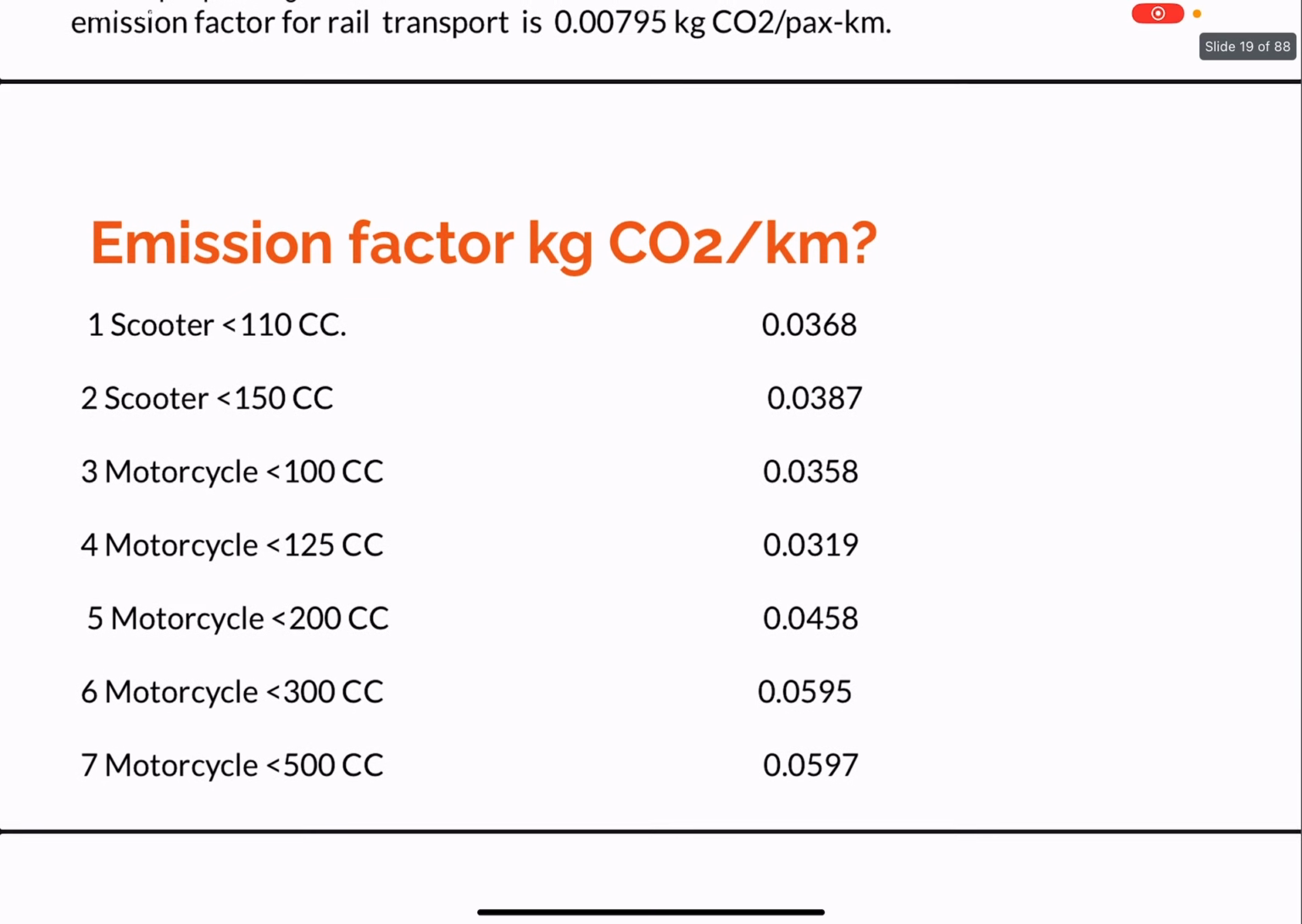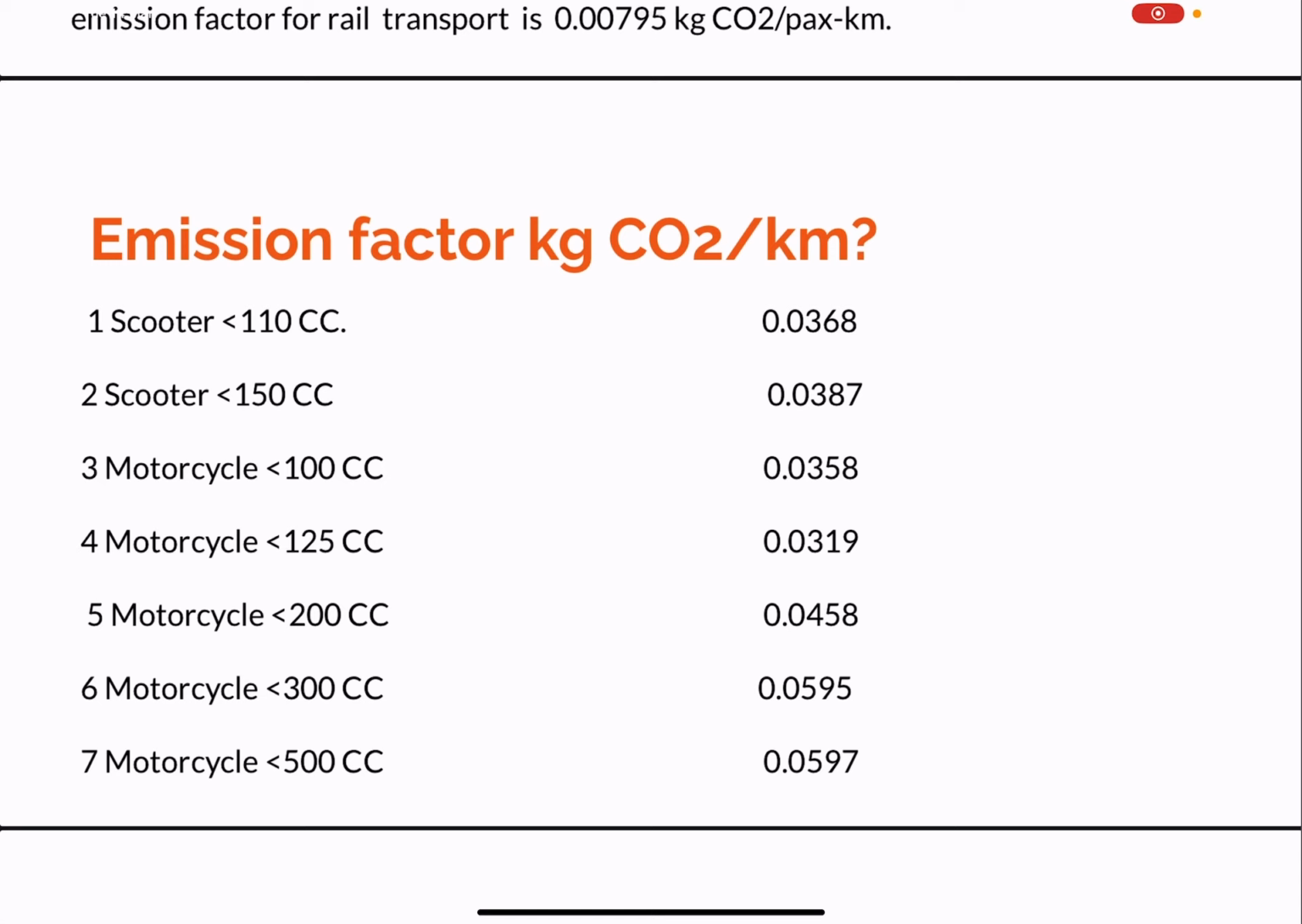These are again interesting data for emission factors for different categories of two-wheelers. There are two-wheelers used in many places, like for example in India you would find that scooters are used, motorcycles are used of different capacities, and there the emission factor could be calculated from the basics again. For a scooter of a lower capacity, the emission factor would be lower. If you move to a higher capacity engine, like for example a 500cc motorcycle, the emission factor jumps from 0.0368 to 0.0597 kgs of CO2 per kilometer.